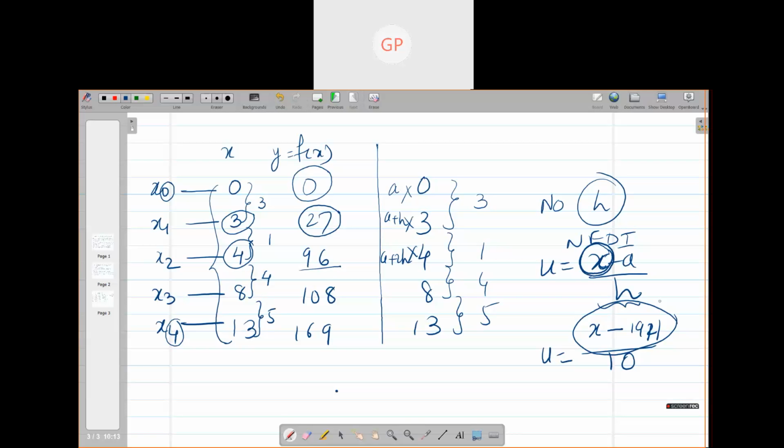Riddhi, are you getting me? Yes, ma'am. ऐसे polynomial में y का फॉर्मूला लिखना है in terms of x, and this f(x) is nothing but a polynomial expression. Okay, so we will try to get a polynomial which fits the data. मतलब when you substitute x equal to 0, the answer of the polynomial must be 0. When you will substitute x equal to 3, the answer must be 27. When x equal to 4, answer must be 96, and so on.